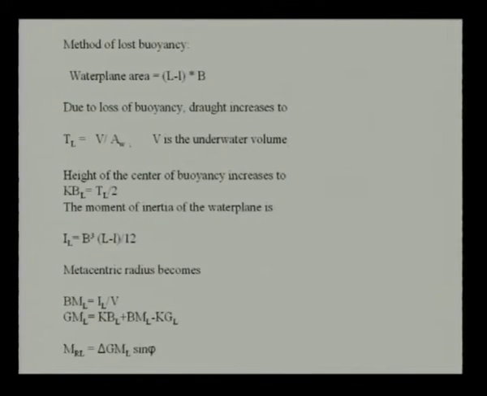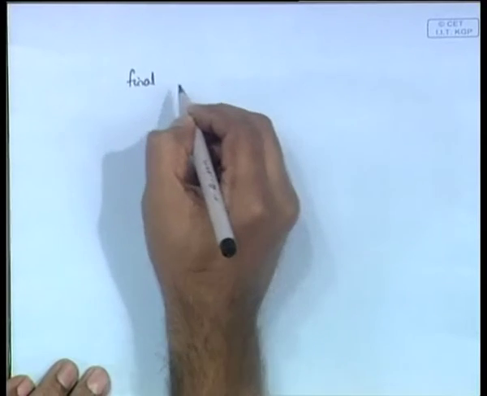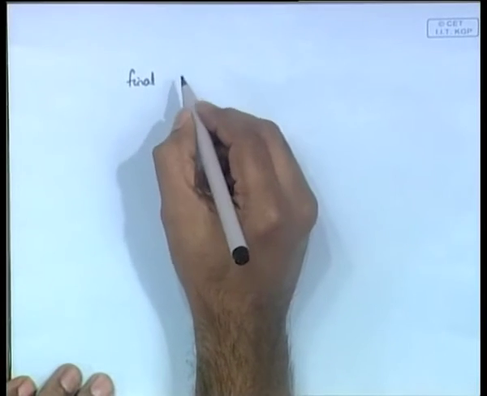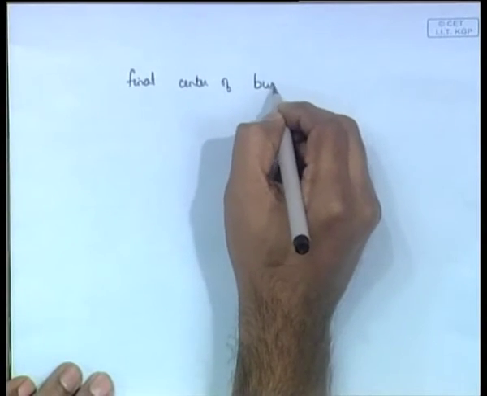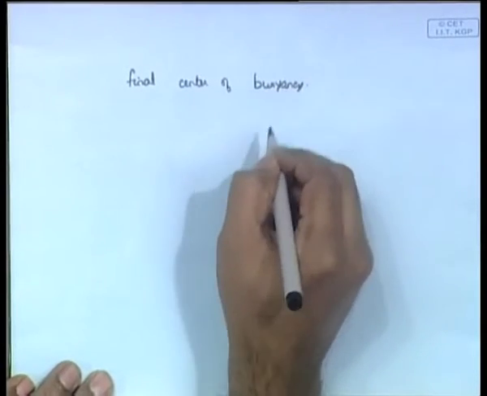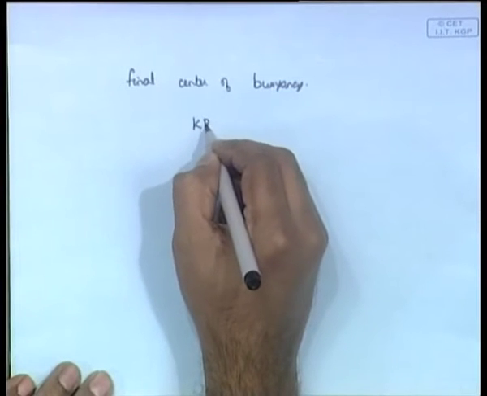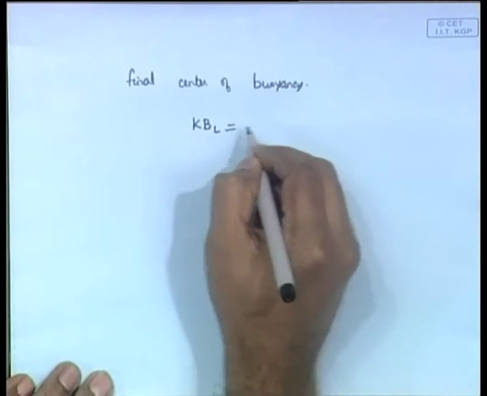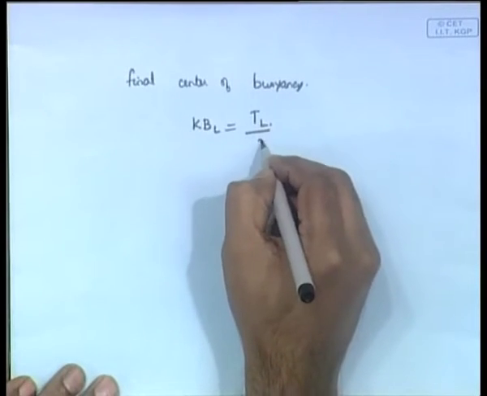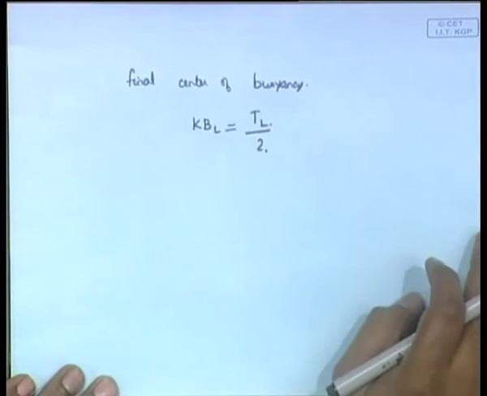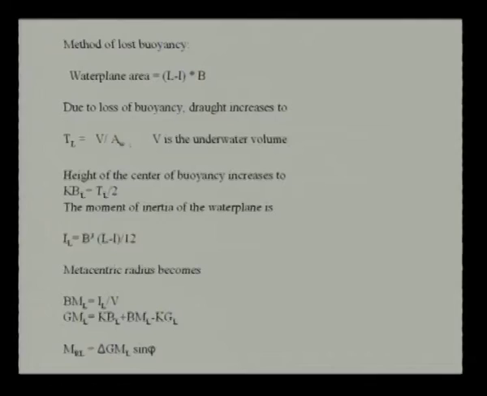Now, as you can see, the final center of buoyancy rises. It is not difficult to find the vertical height of the center of buoyancy, which we write as KBL. It will be equal to TL divided by 2, where everything represents the final; that always represents the KB, that is the center of buoyancy.